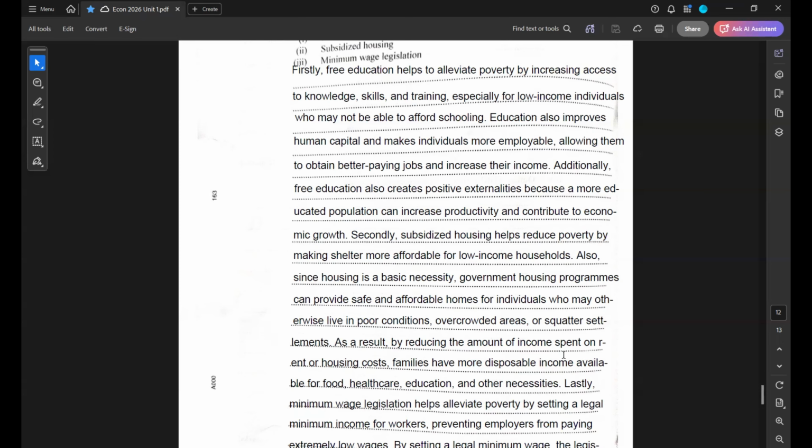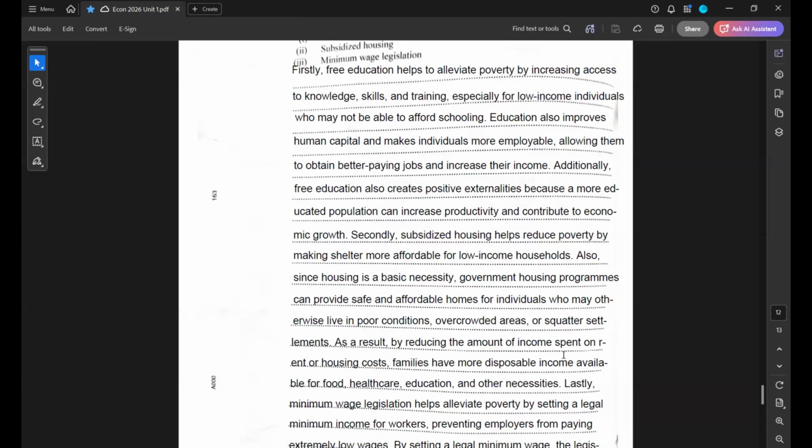Education also improves human capital and makes individuals more employable, allowing them to obtain better paying jobs and increase their income. Additionally, free education also creates positive externalities because a more educated population can increase productivity and contribute to economic growth. Secondly, subsidized housing helps reduce poverty by making shelter more affordable for low-income households.